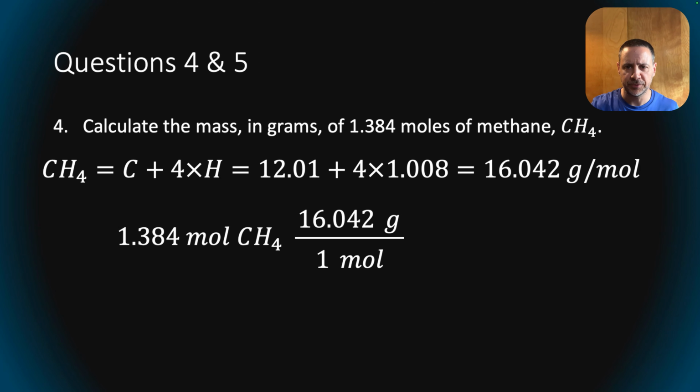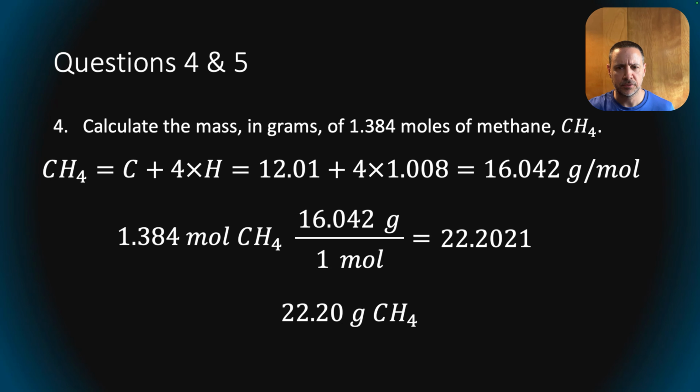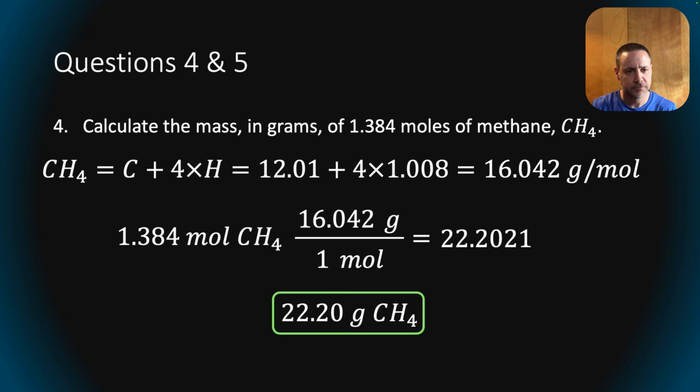Plug in 1.384 times 16.042, and I get 22.2021, including a few guard digits. My inputs here have 4 and 5 sig figs, so I want 4: 22.20. Check my work. I found the grams of CH4, and yep, that's what the question asked me for, so circle it. Done. Next one.